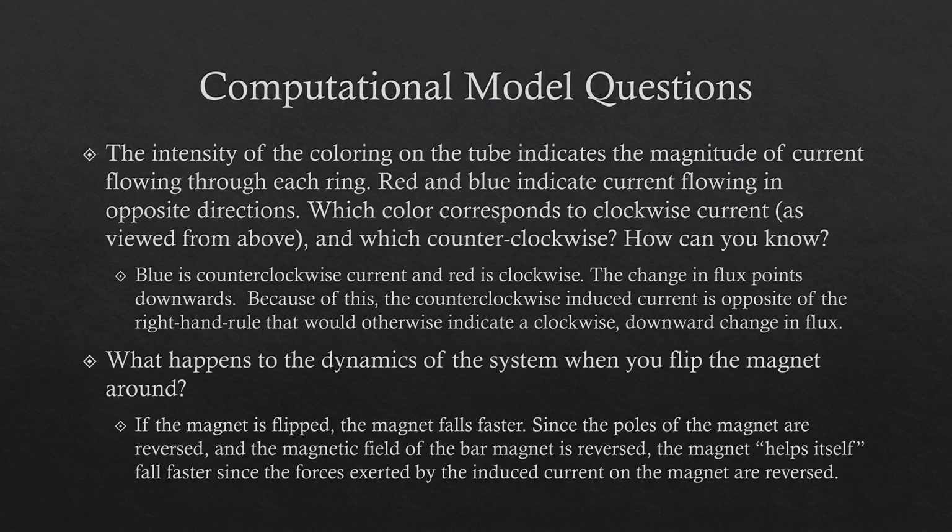If the magnet's flipped, the magnet falls faster. Since the poles of the magnet are reversed and the magnetic field of the bar magnet is reversed, the magnet helps itself fall faster since the forces exerted by the induced current on the magnet are all reversed.